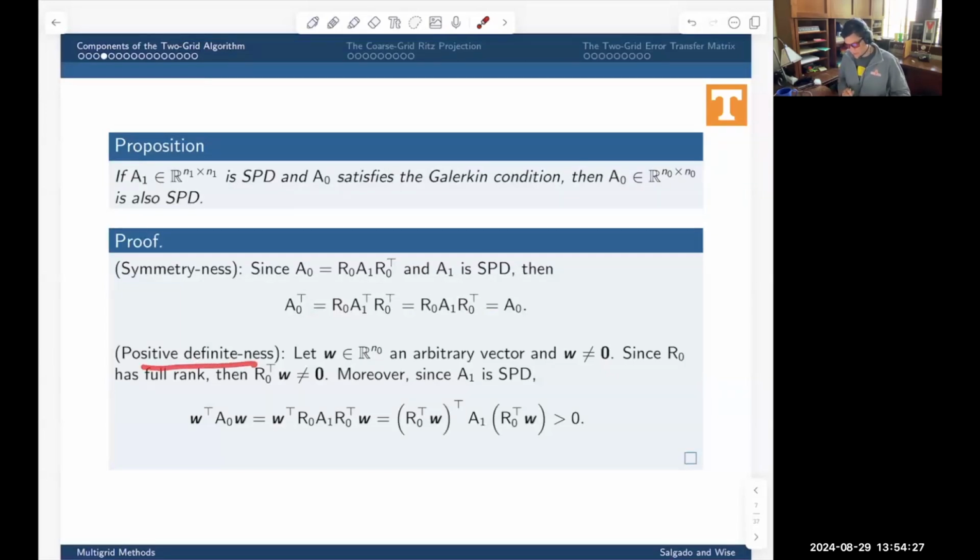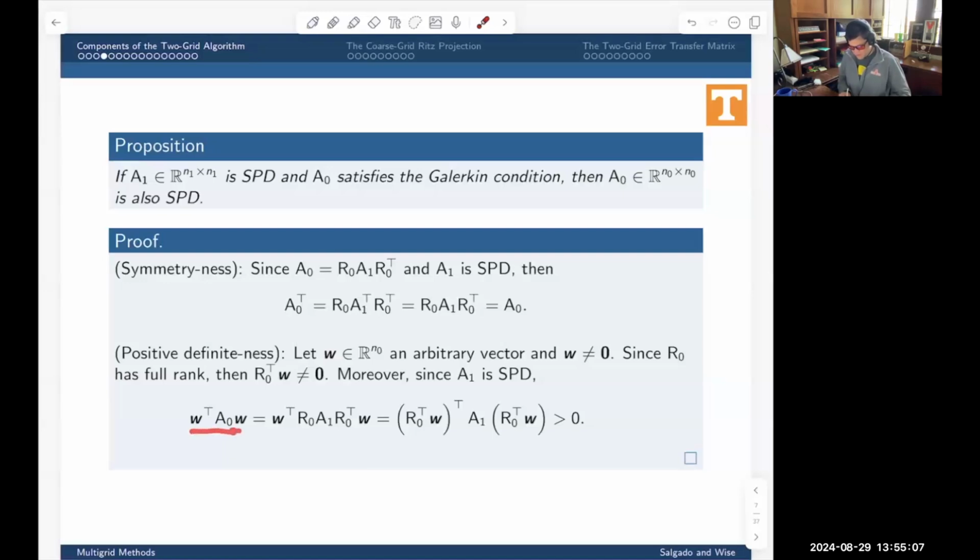What about the positive definiteness? Well, suppose that W is any vector in Rn naught. So this is the smaller vector space. Suppose that it's arbitrary, but it's not equal to 0. Since R0 is full rank, it turns out that R0 transpose times W cannot be equal to the 0 vector. That's just a fact that follows from the assumption that R naught has full rank.